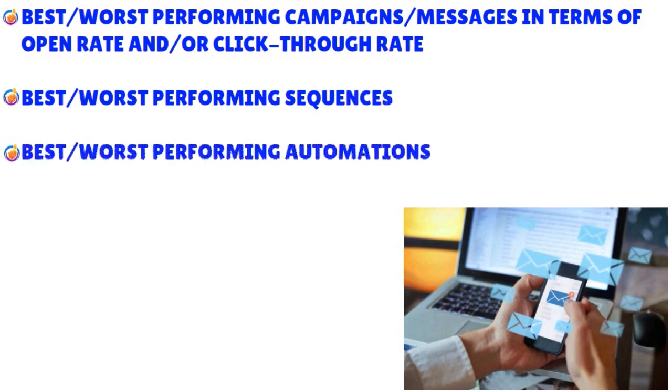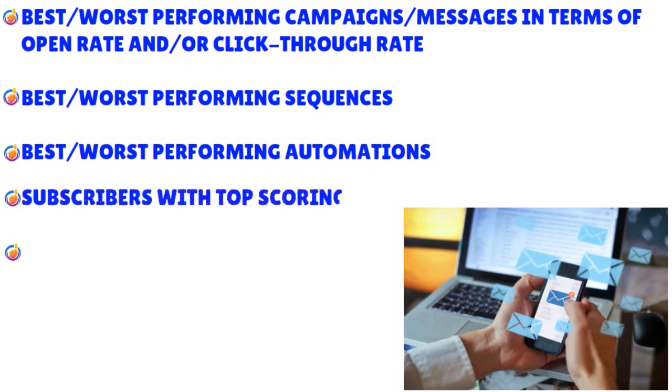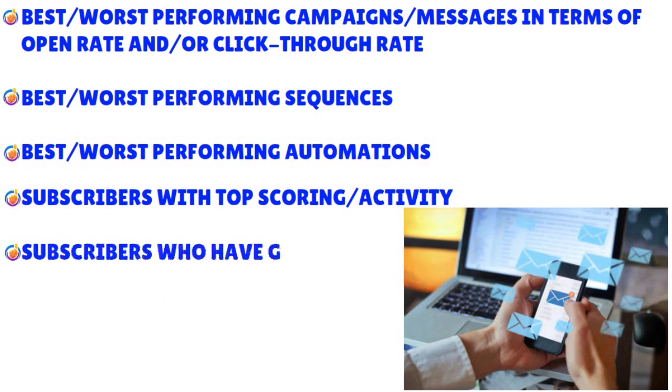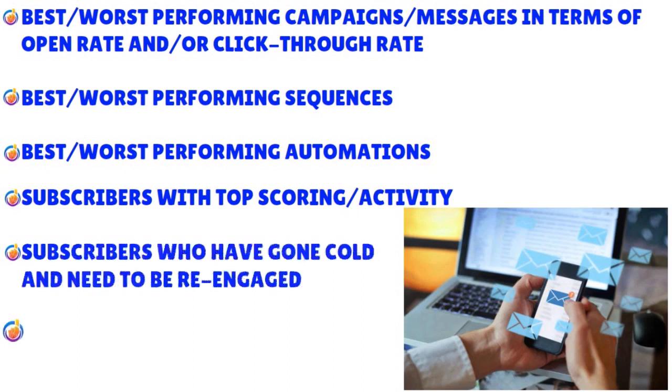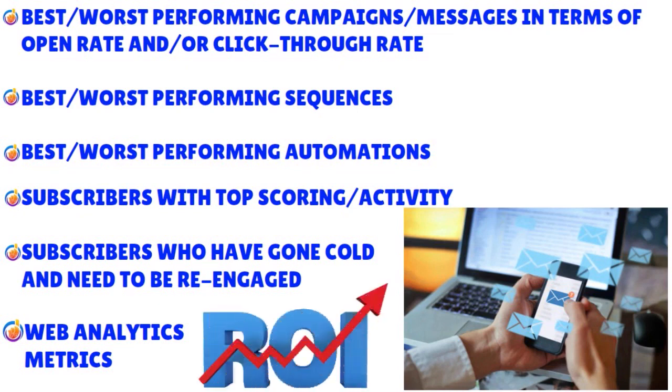Okay. You also need to think about subscriber metrics provided by your email provider to assess which subscribers are highly engaged as well as those that need re-engaging. This is very important. So you have subscribers with top scoring activity. You have subscribers who have gone cold or need to be re-engaged. You also have web analytics metrics, whereby you can measure ROI and funnel analysis. So website traffic generated, leads generated, the lead gen, the conversions generated. Those are important elements, okay?